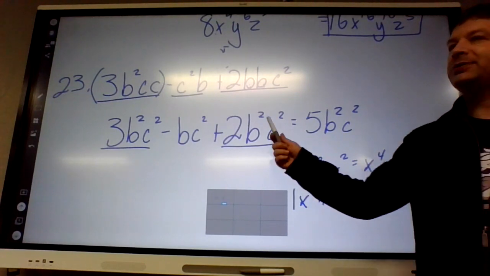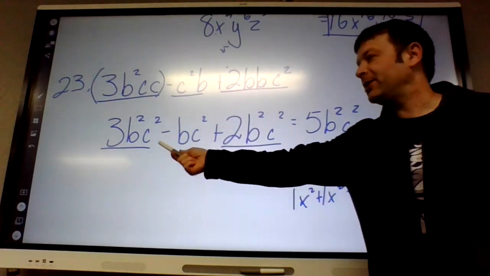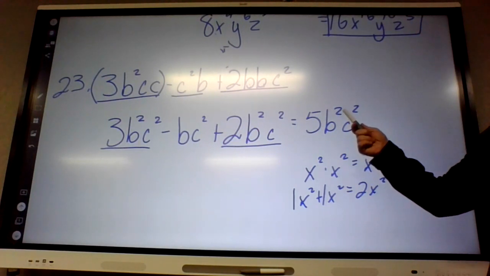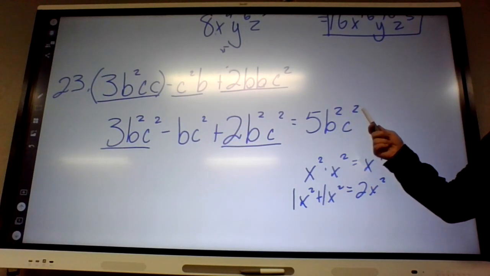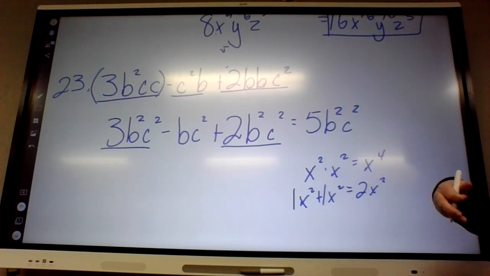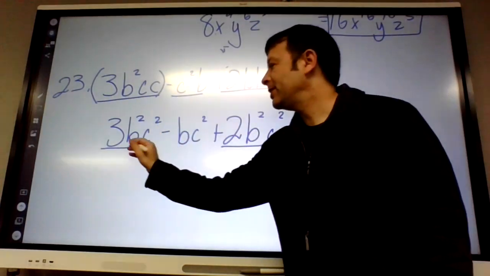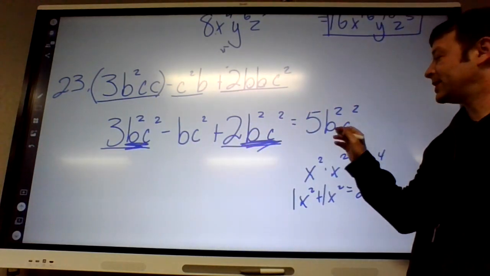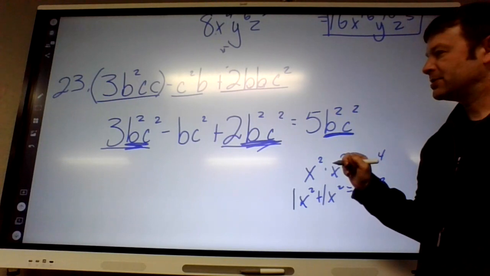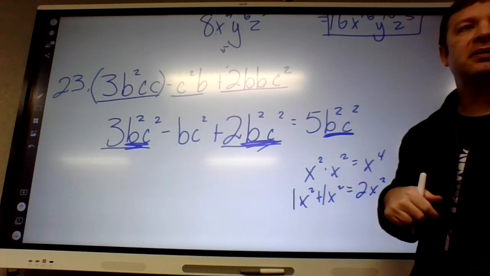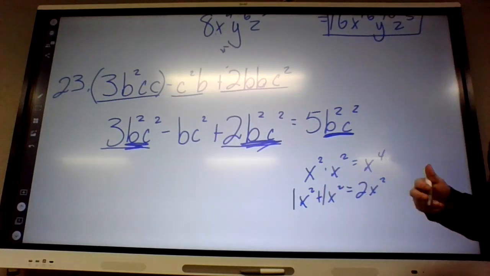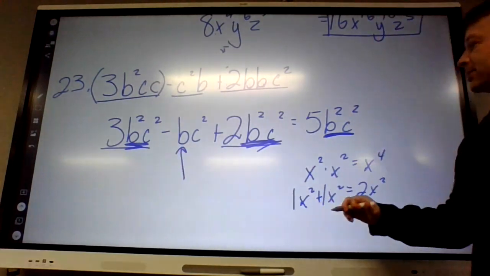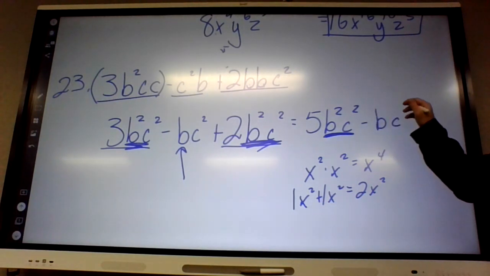This problem is different because they were adding and subtracting like terms. It's not b to the fourth because we're not multiplying. It's not c to the fourth because we're not multiplying. It's just three of these things plus two of these things make five of the exact same things. What did I miss here, though? I didn't put that in. So just tack that on to the end.